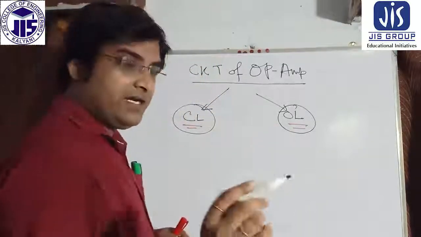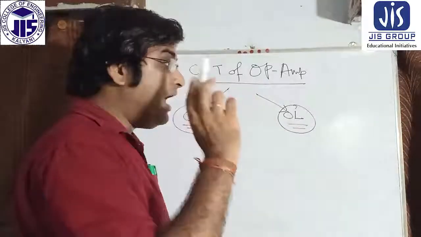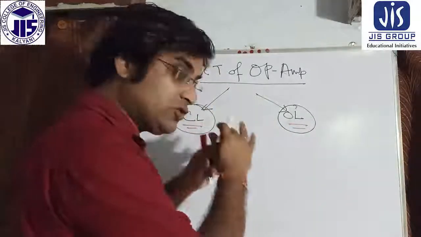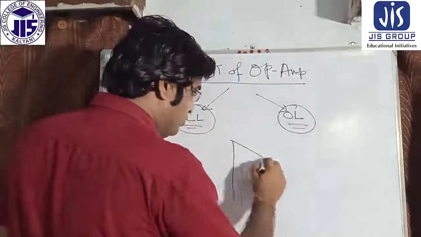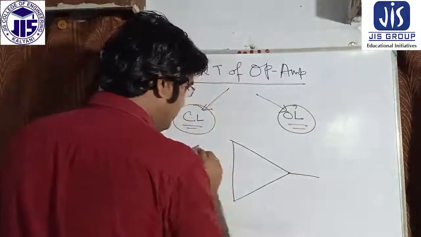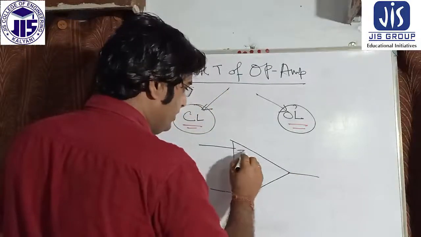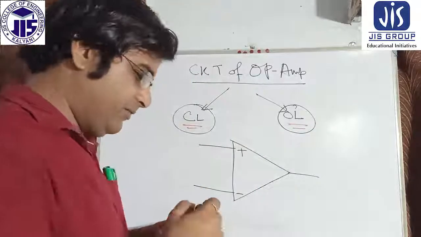I'm coming to this matter. After that I will definitely go for AOL and CMRR and VD. First we just learn about these things, then we can understand those. So suppose there is an operational amplifier. This is the non-inverting input terminal, this is the inverting input terminal.